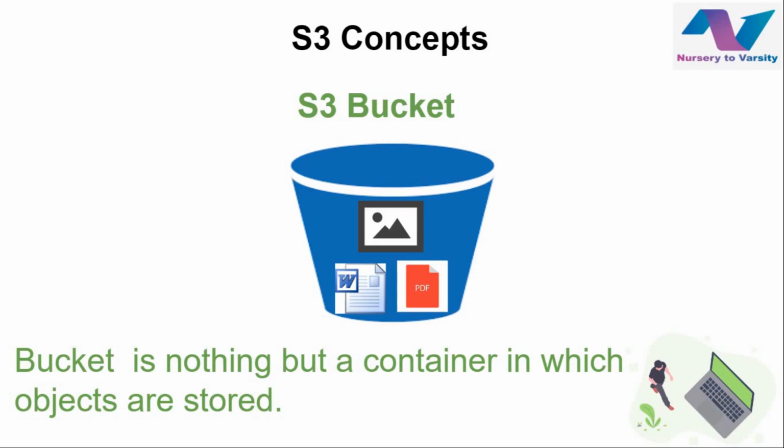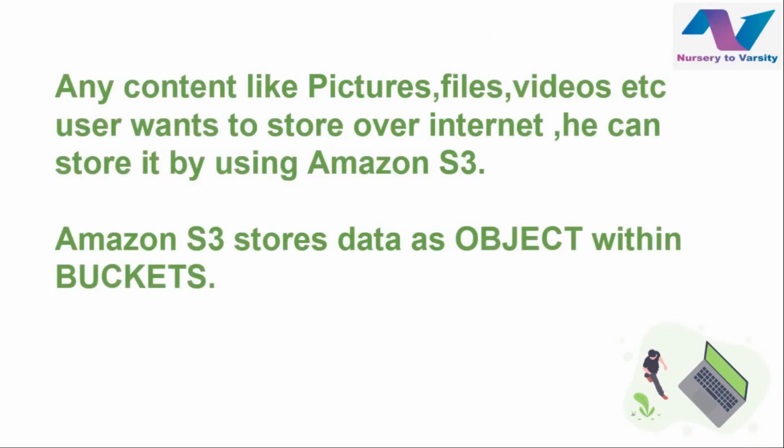Whenever we need to store anything over the internet, first of all we need to create a bucket, which acts as a container in which we put our objects. And objects are nothing but the doc file or text file or whatever that we want to save over the internet. Any content like pictures, files, videos, etc. that a user wants to store over the internet, he can store by using Amazon S3. Amazon S3 stores data as objects within buckets.